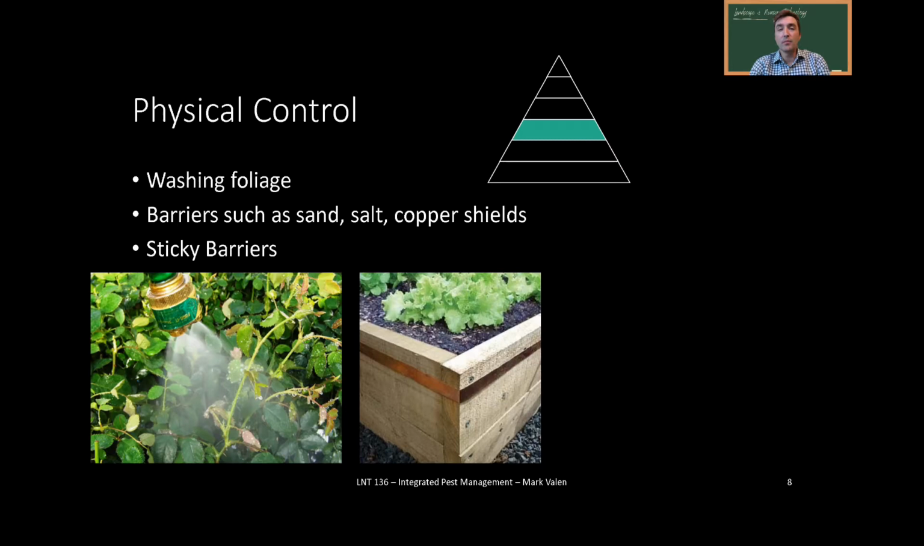You can also introduce barriers such as sand, salt, copper shields. In particular, this is targeted toward slugs and snails with the copper band that you can see that has been placed around the vegetable garden box. The idea is these organisms don't want to crawl over this type of material, and so you can create a little barrier that's going to prevent them from wanting to enter.